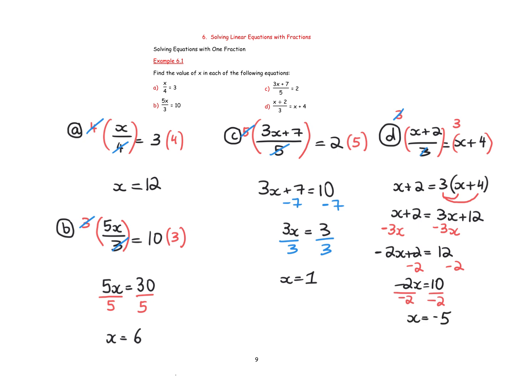Anytime you're asked to solve a linear equation that has one fraction in the equation, to get rid of the fraction, all you must do is multiply each term in the equation by the denominator of the fraction. This will get rid of the fraction and you'll be able to solve the equation as normal.